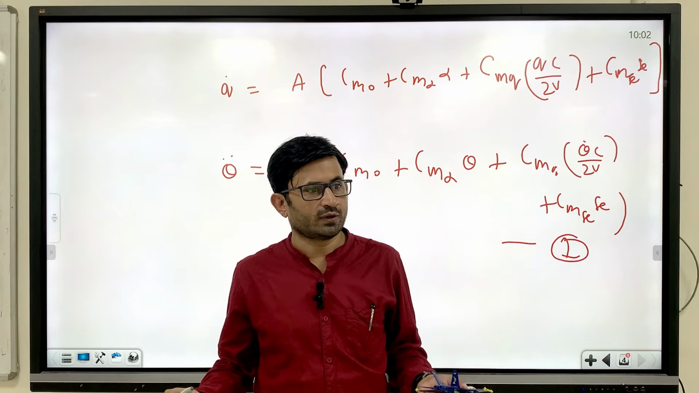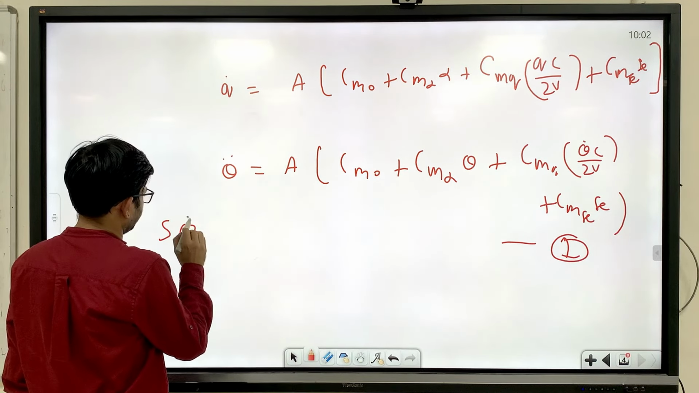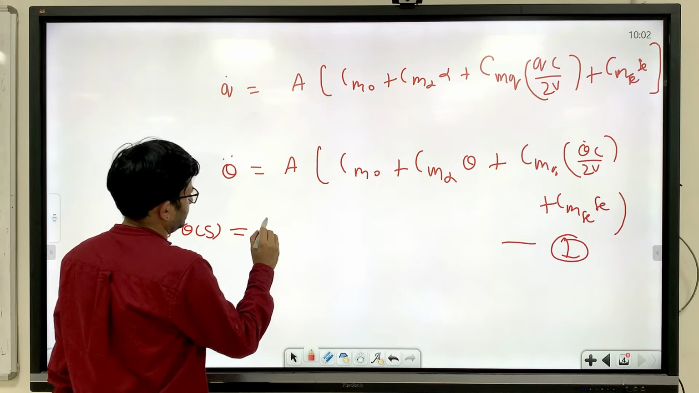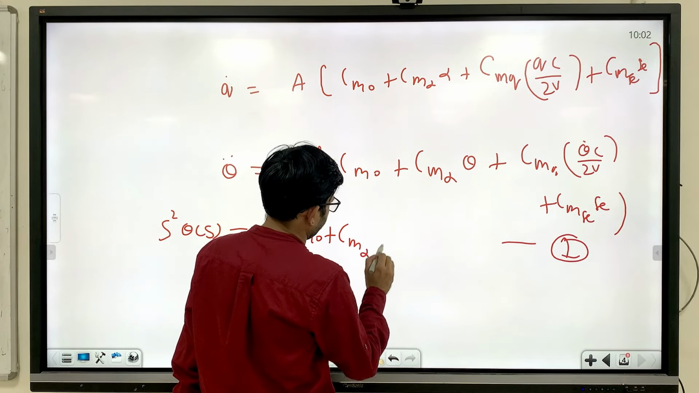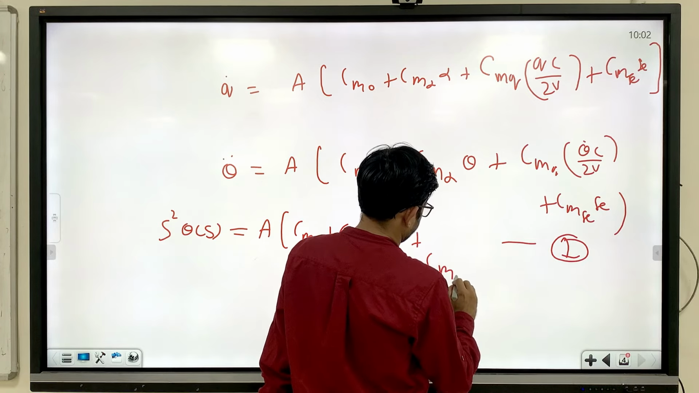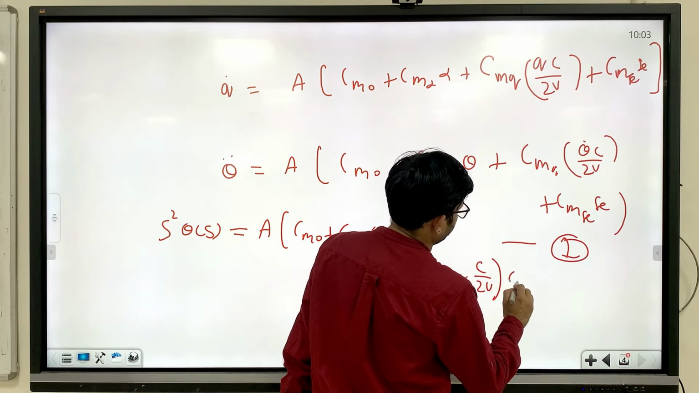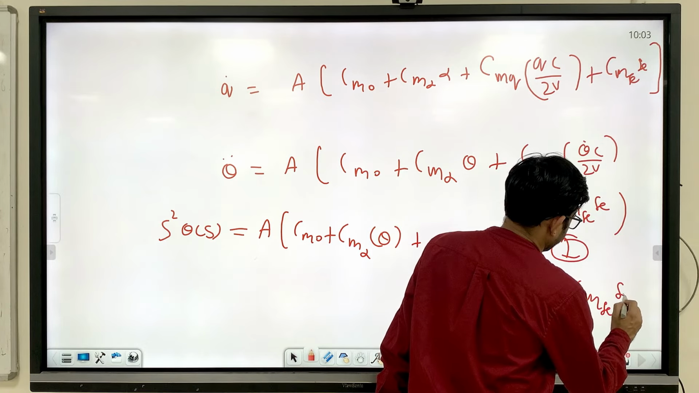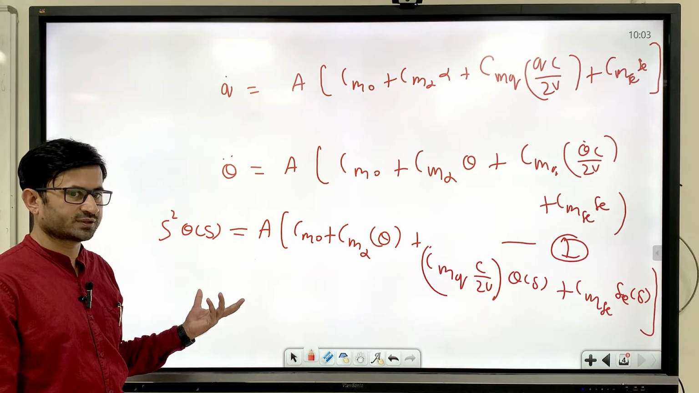In order to find out the model, what will you do? Take the Laplace transform, right? So what is the Laplace transform? S square theta equals A times Cm naught, Cm alpha theta, plus CMQ C by 2V, theta of S, plus Cm delta E of S. Simple Laplace transformation I have taken.